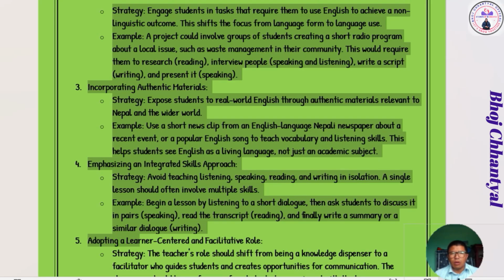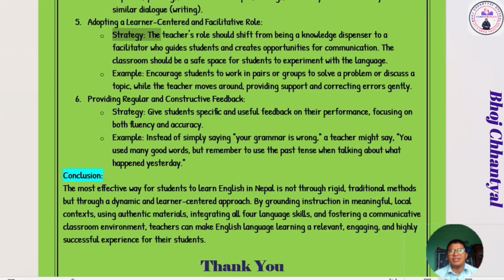5. Adopting a learner-centered and facilitative role. Strategy: the teacher's role should shift from being a knowledge dispenser to a facilitator who guides students and creates opportunities for communication. The classroom should be a safe place for students to experiment with the language. For example, encourage students to work in pairs or groups to solve problems or discuss a topic while the teacher moves around, providing support and correcting errors gently.